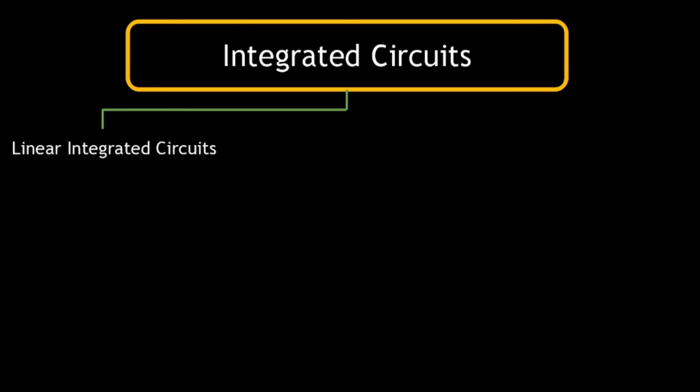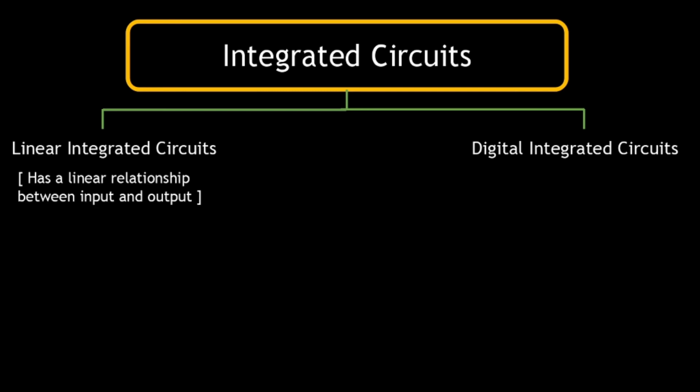Integrated circuits or ICs can be classified into two categories. The first is linear ICs and the second is digital ICs. From the name linear ICs, we can guess that there has to be some linear relationship between input and output. For example, suppose the y-axis is our output and the x-axis is our input. So there has to be a linear relationship between the y-axis and the x-axis, that is, the output and the input. One example for linear integrated circuits can be op-amps, which I will be covering in the next videos.